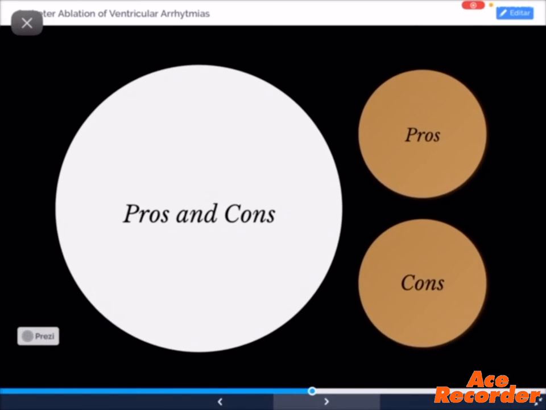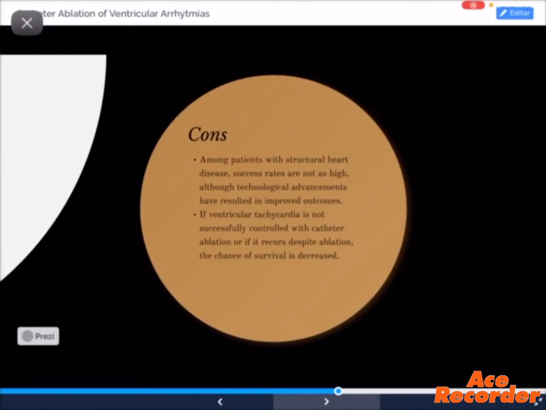Now, in terms of cons, among patients with structural heart disease, success rates are not as high, although technological advancements have resulted in improved outcomes. If ventricular tachycardia is not successfully controlled with catheter ablation, or if it recurs despite ablation, the chance of survival is decreased.